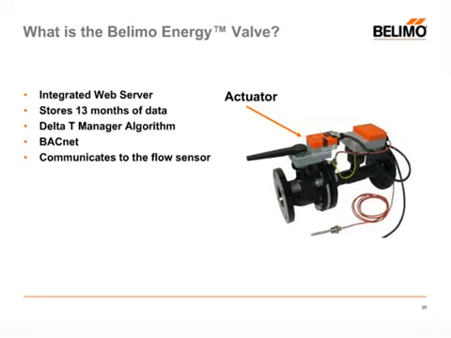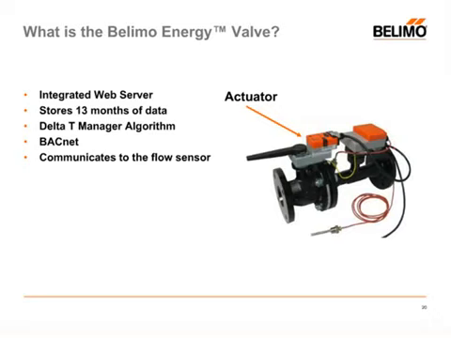This valve has the capability to store 13 months' worth of data. Very powerful function, and this helps us to validate the valve itself. What this allows us to do is, let's say we had some type of repair done to the system or a coil was serviced, this allows us to go in and trend to see if we actually achieved the savings or the heat transfer improvements that we're hoping to get with our repairs. This also has a delta T manager algorithm built into it.